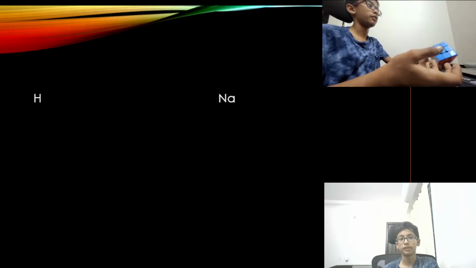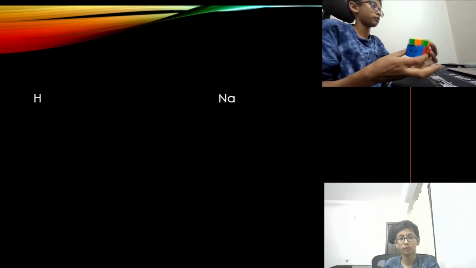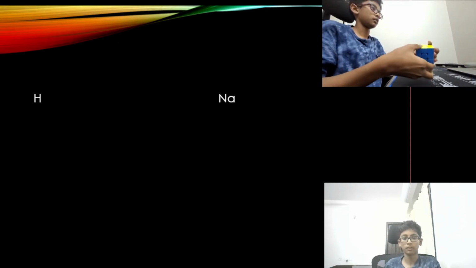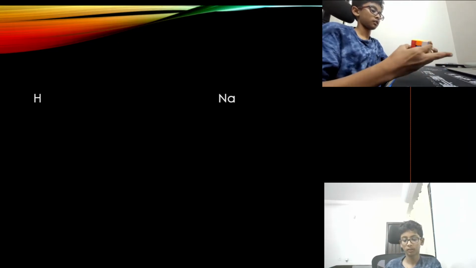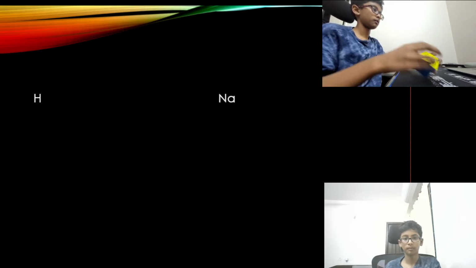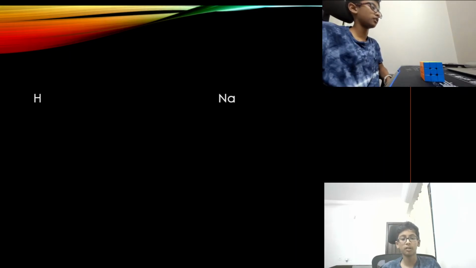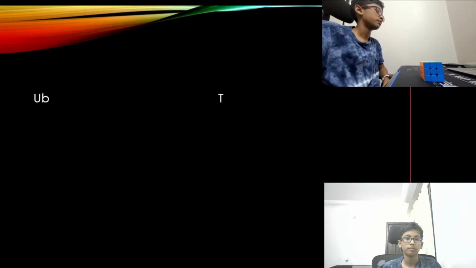H and NA. I think this is obviously going to go to H because H is just too fast for NA. NA, the algorithm is long. It is kind of fast, but the algorithm is very long. It's kind of lengthy. So on to the next one.